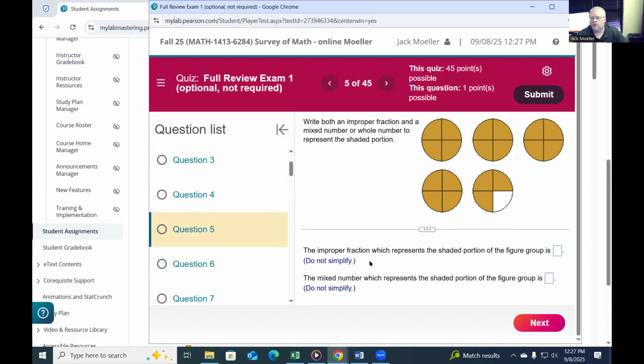And then the top part is how many are shaded. So 4, 8, 12, 16, 17, 18, 19. So the improper fraction would be 19 fourths. So make sure you know how to set that up. Mixed numbers, however many are shaded total is your whole number, and then you do the fraction for just the partially shaded one.